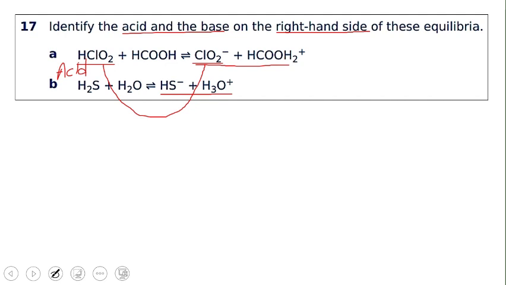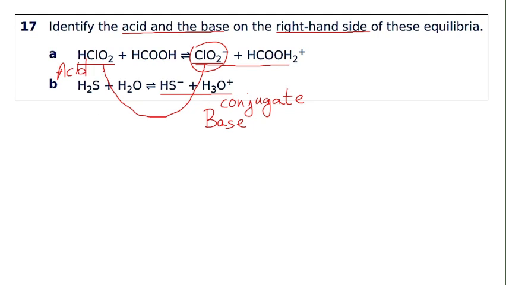So when this HClO2 is behaving like an acid and changing into ClO2- on the product side, this ClO2- will be known as base, but it will be known as conjugate base. We call it conjugate base because it is produced from the acid. So this acid and this base is one pair here. Acid always produces base on the other side. Base will produce acid on the other side. So HClO2 is acid here and ClO2- is conjugate base here.